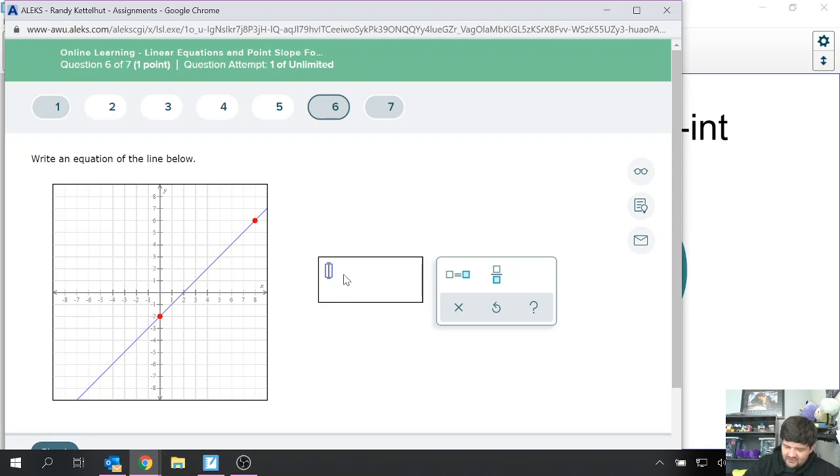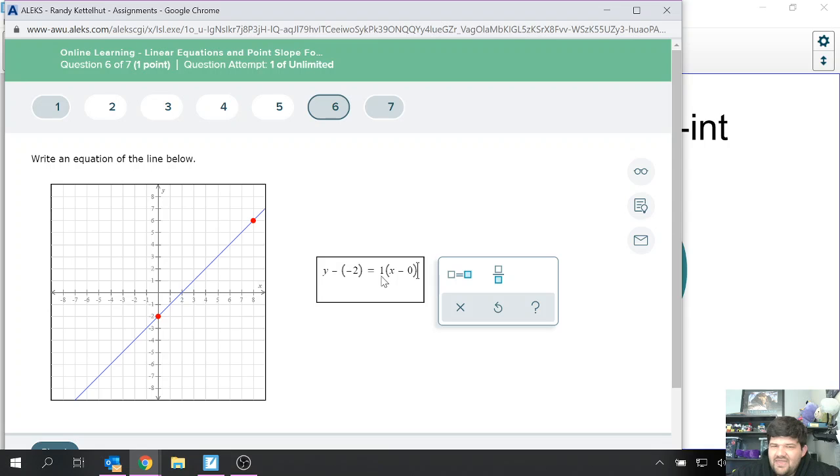So the formula is y minus y1. What's the y value of this first point? -2. Using the parentheses, equals m times x minus x1, where m is 1 and x1 in this case is 0. I think Aleks will take this. Just to be sure, you should probably double check. You should change this to y plus 2.